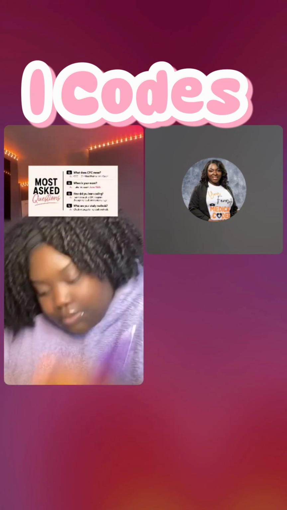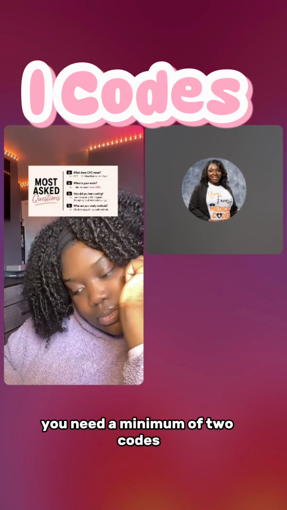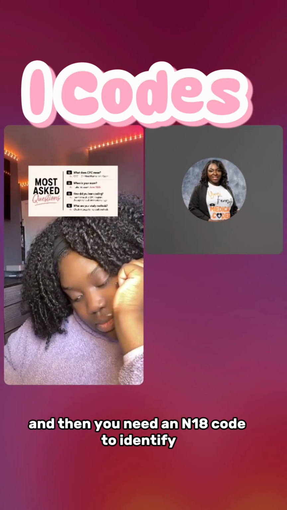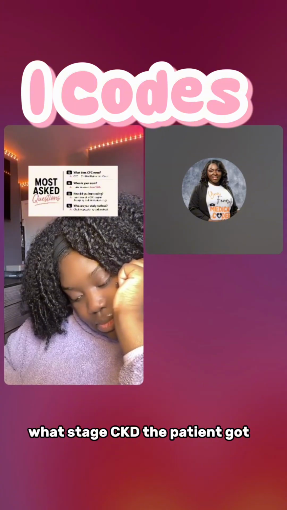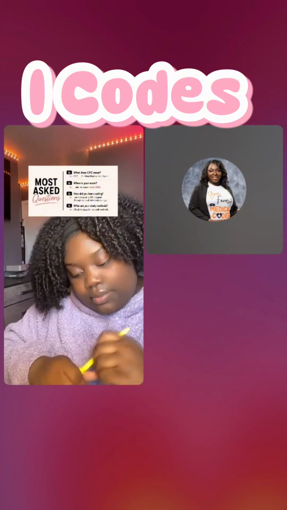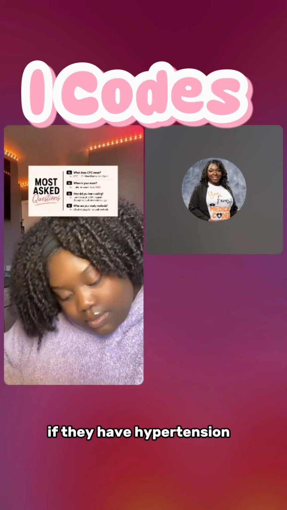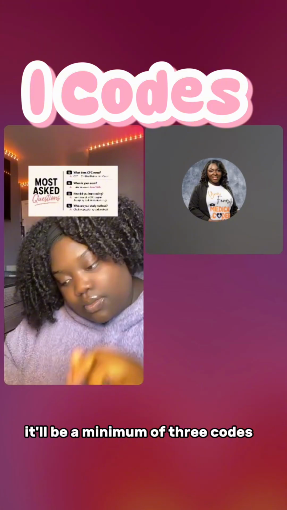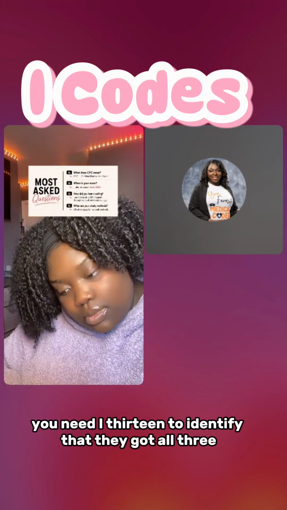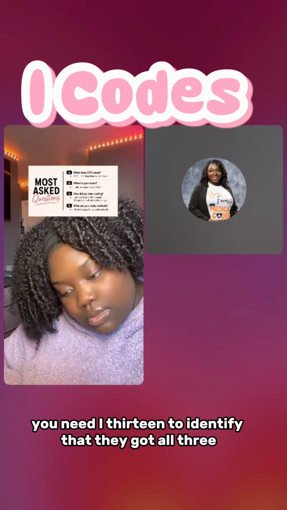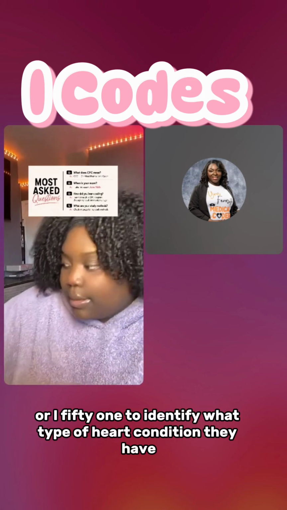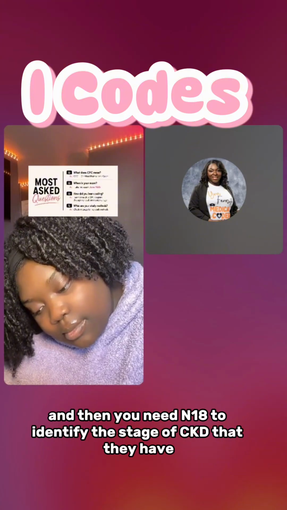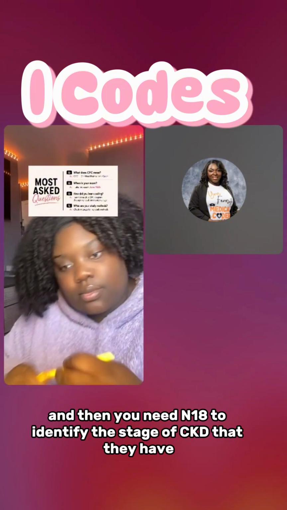Hypertension and CKD, you need a minimum of 2 codes. I-12 is going to be your first code. And then you need an N18 code to identify what stage CKD the patient has. Yep. If they have all 3, which is number 3, hypertension, a heart condition, and chronic kidney disease, it'll be a minimum of 3 codes. You need I-13 to identify that they have all 3. And then you need your I-50 or I-51 to identify what type of heart condition they have, and then N18 to identify the stage of CKD.